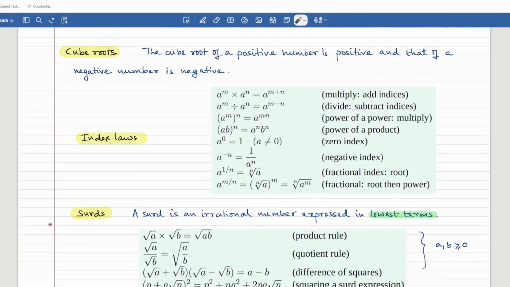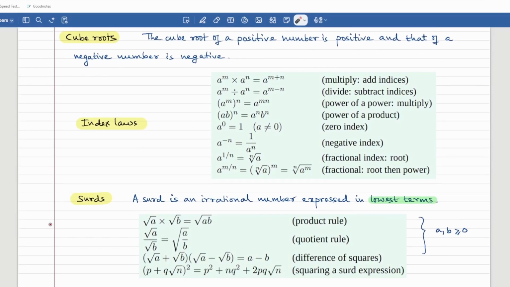Surds. Okay, what are surds? A surd is an irrational number expressed in lowest terms. So for example, root 8 would be an irrational number, but if I express it as 2 square root of 2, that becomes a surd.